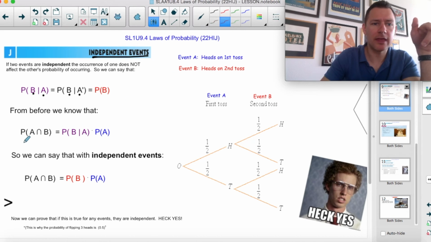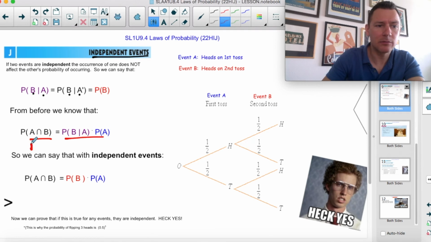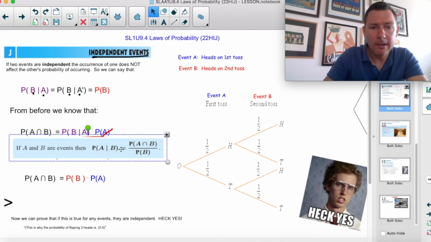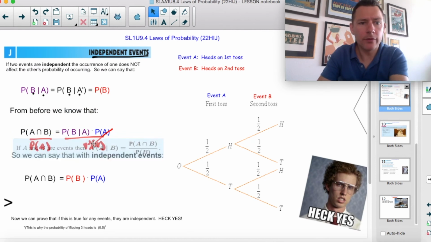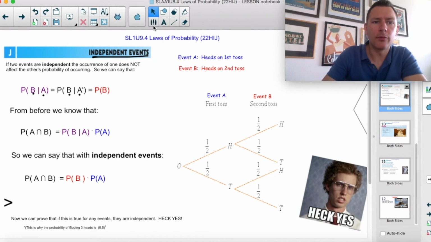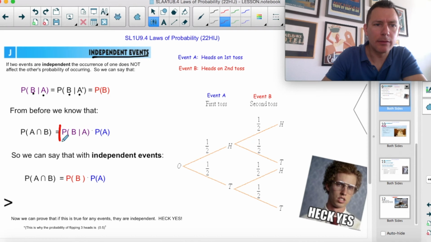Previously, we just saw that the intersection is the probability of B given that A happened times the probability of A. We've been using this equation, right? If we multiply the probability of B over, you get this equation, which I've now marked up. So one thing that we can do is replace this with this if we know it's an independent event.